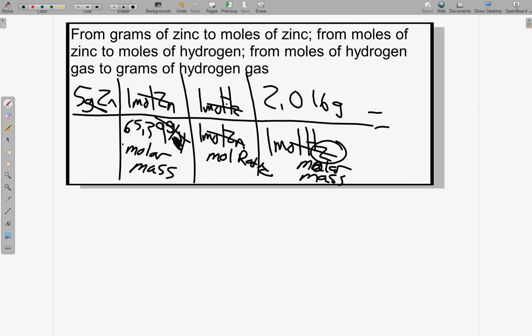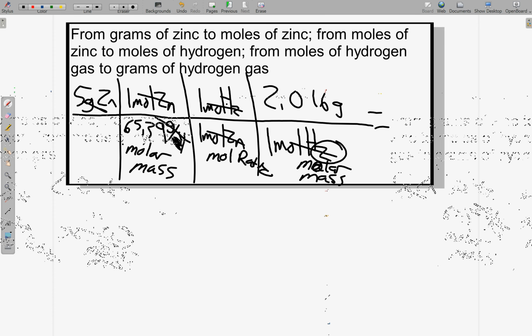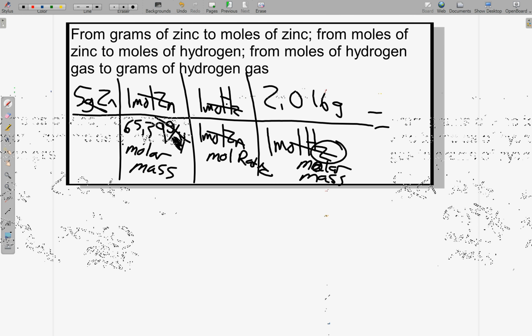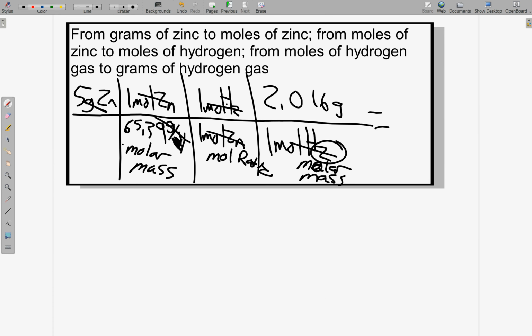So then we just multiply across the top. 5 times 2.016 divided by 65.39, and that's your answer. Okay, so that's how you go from grams of one thing in an equation to grams of something else. Remember, the mole ratio comes from the chemical equation.